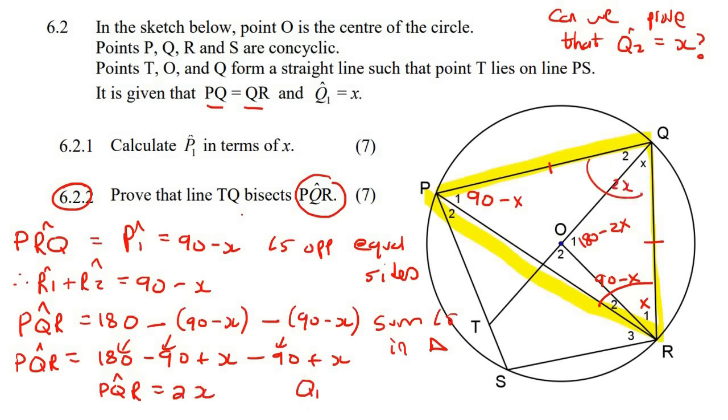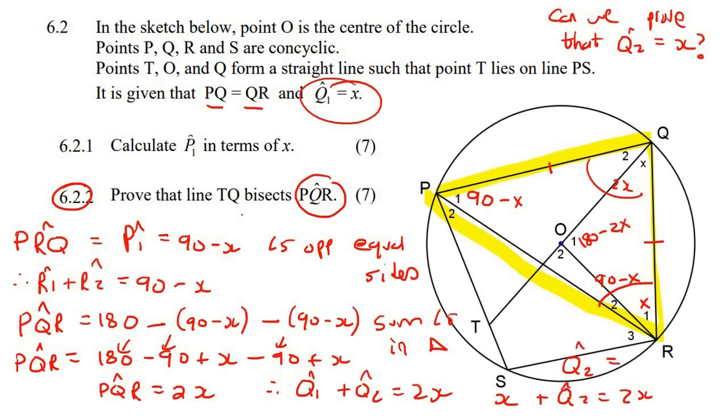So Q1 plus Q2 is 2x. But we already know that Q1 is x. We know that from the beginning. So we can say x plus Q2 is 2x. If you then solve for angle Q2, you end up with 2x minus x, which is x. And so look at that. We now know that these two are the same. And so we can summarize, this would be the last step: TQ bisects PQR.